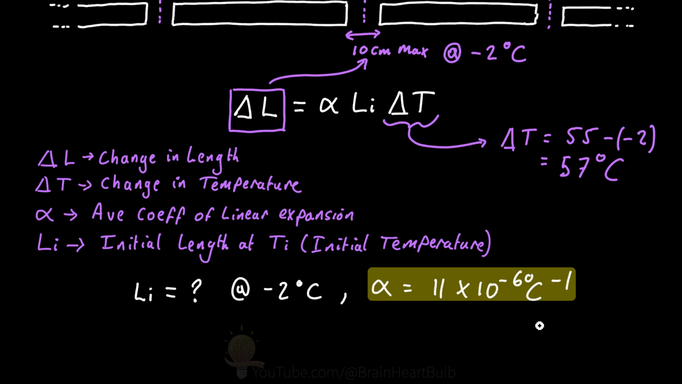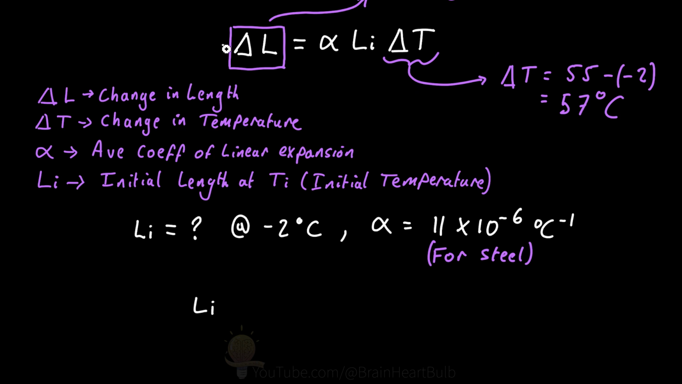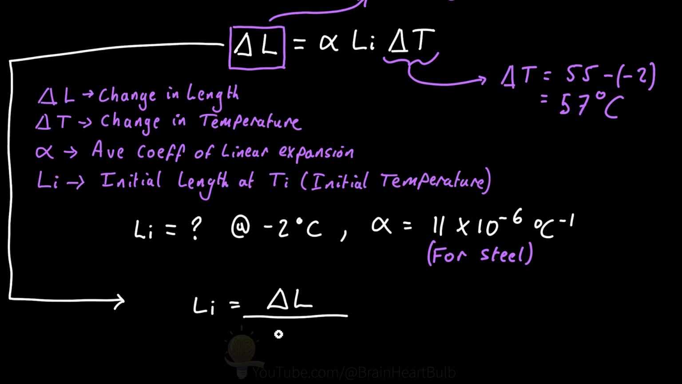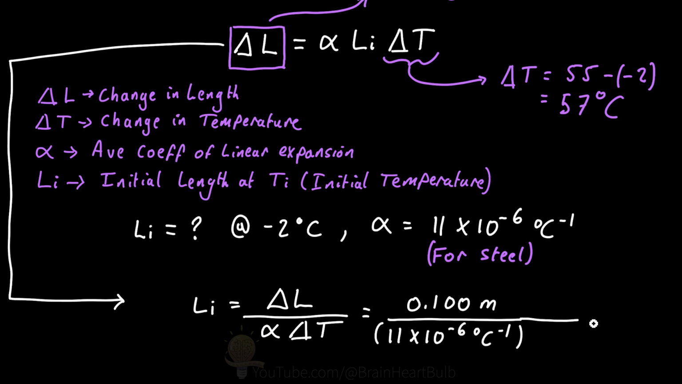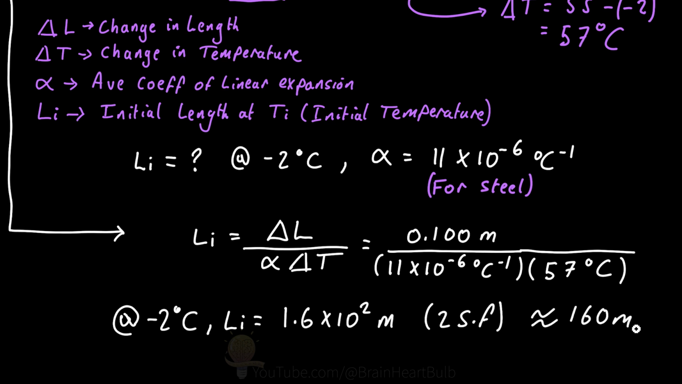All we need to work out now is the maximum length of segment we can use with our current constraints. So we can rearrange this equation and make the initial length here the subject of the formula. We get a value of 160 metres to two significant figures.